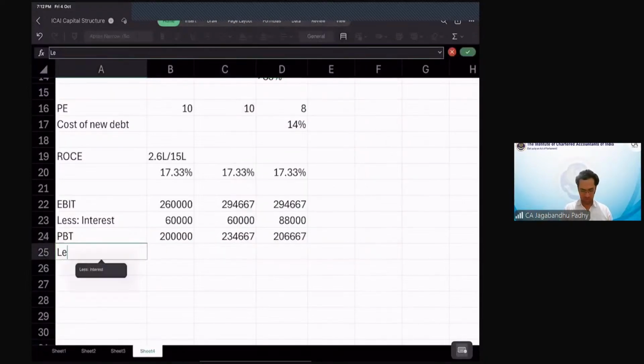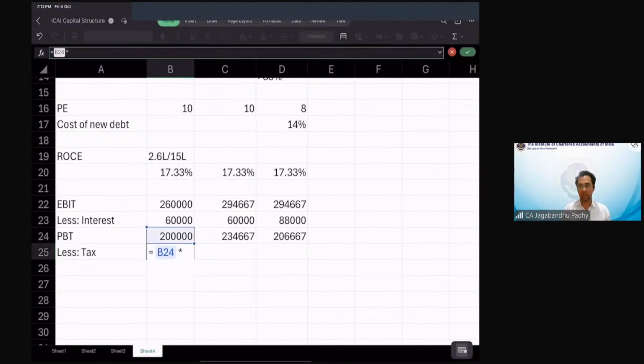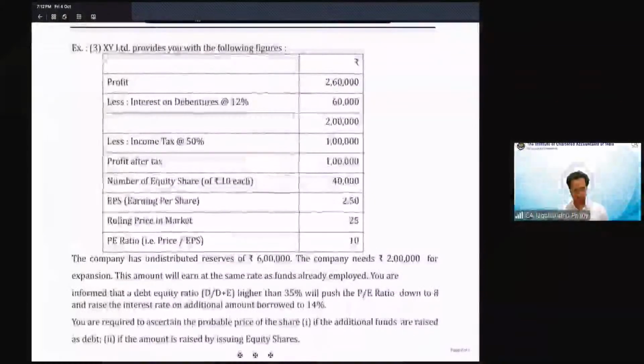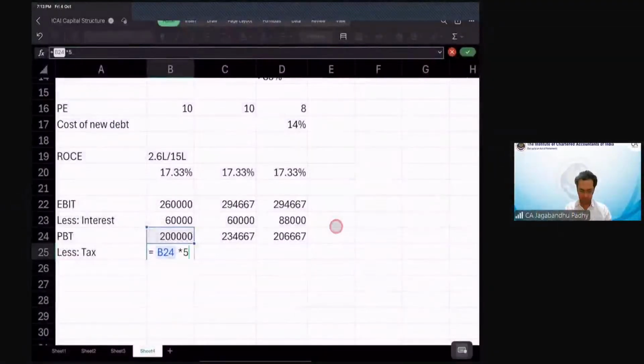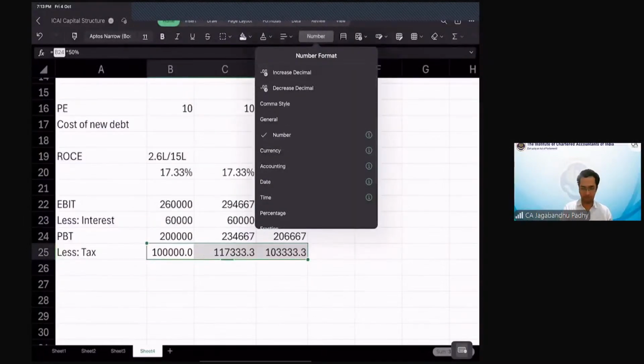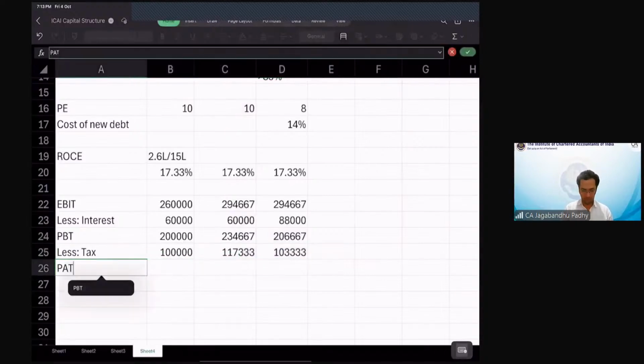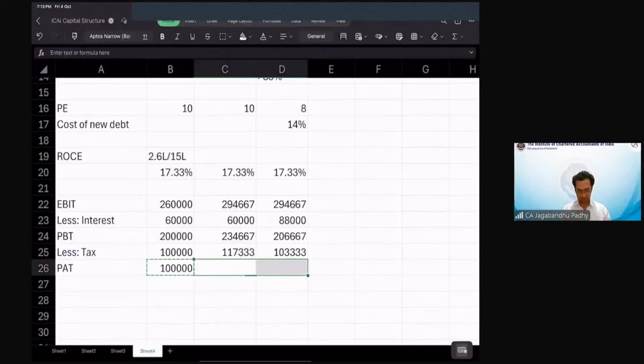From this, further we are going to reduce the tax. So tax will be PBT multiplied by, what's the tax rate given? 50%. Then we get profit after tax of 20 lakh minus 10 lakh.